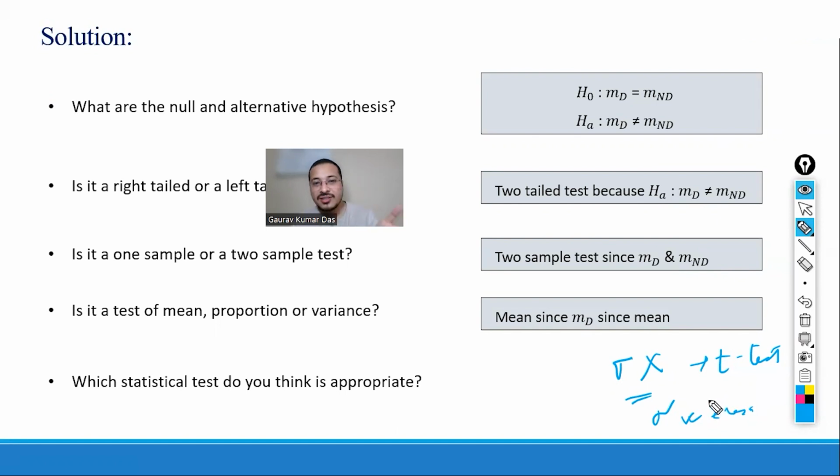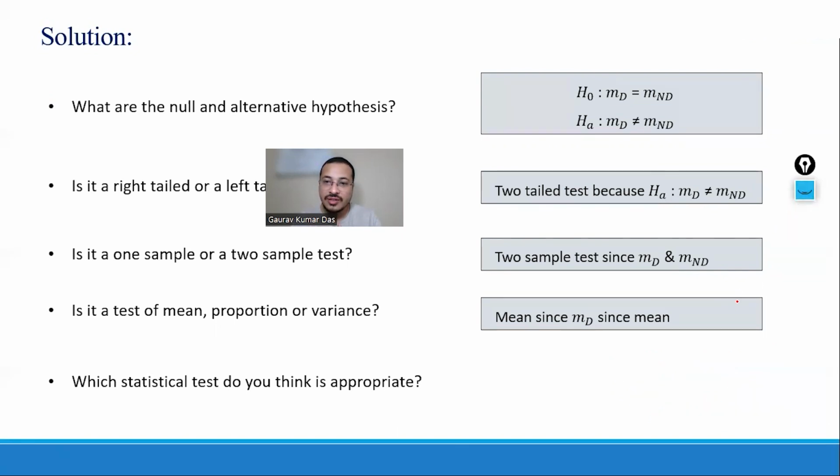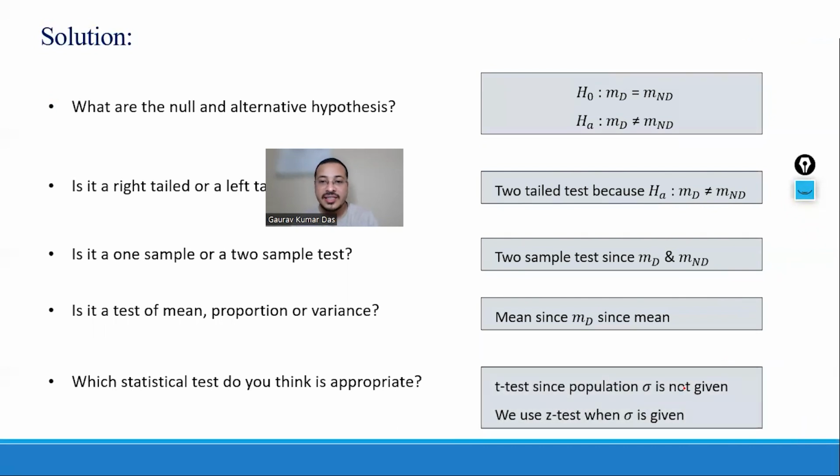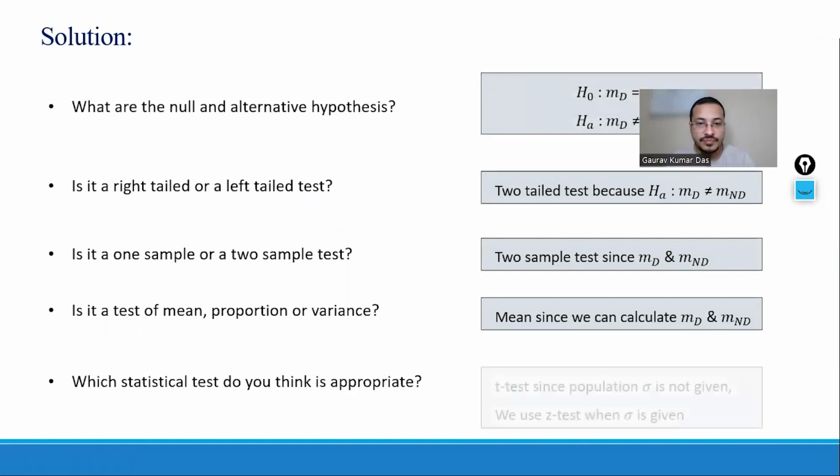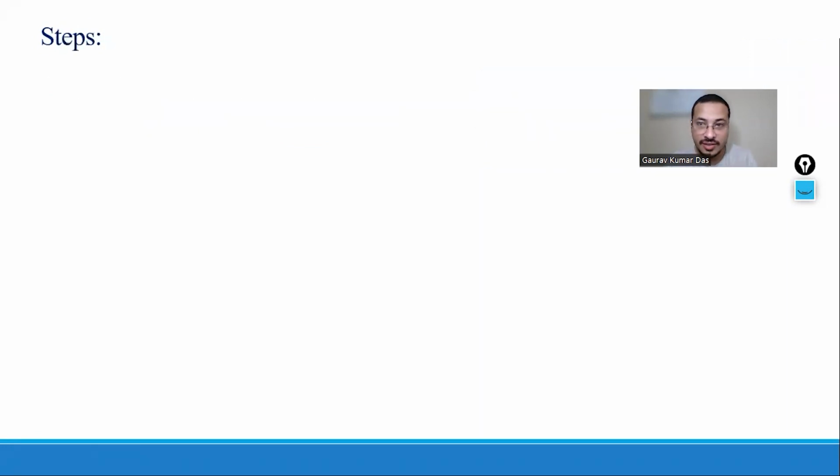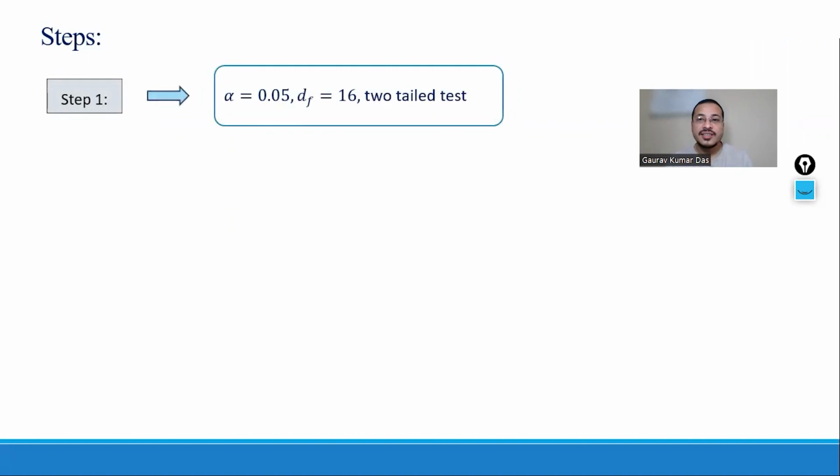It again is a function of sample data points, and just like the t-test, it has its own corresponding z table where you can calculate the z critical value. The process is exactly the same. Okay, so which test will be appropriate? It will be the t-test. Since the population standard deviation is not given, we use the t-test. We use the z-test when the population standard deviation is given. So let us look at how we calculate all these values. Okay, step one is that we'll first assume the level of significance, which is alpha equal to 0.05, and the degree of freedom, which is 16.